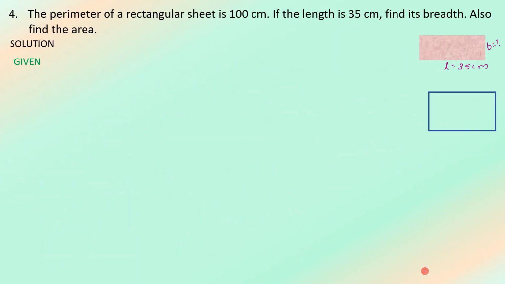Again we are going to see a formula for finding the breadth of a rectangle if its perimeter and length is given. You know how we are getting the formula? Perimeter equal to 2 into L plus B. We know in a rectangle, opposite sides are of equal length. That is, if it is L here, here also it will be L, and if the length of this side is B, then this side also will be B.